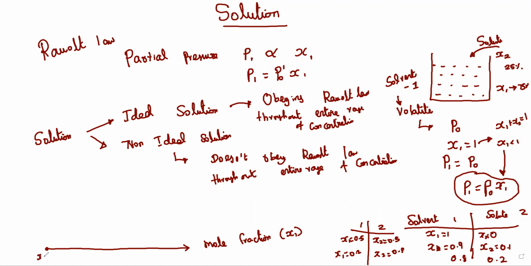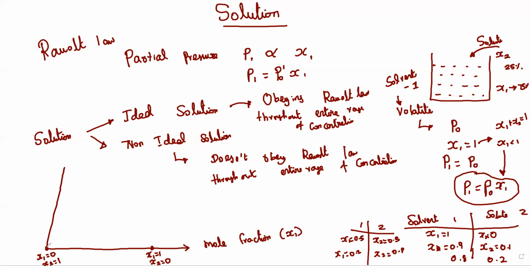So this point is x1 is equal to 0, the initial point. Automatically, this point conveys to us that here x2 is equal to 1. So if in a solution the mole fraction of first component is 0, automatically the mole fraction of second component must be 1. The same thing: if the mole fraction of first component is 1, automatically the mole fraction of second component must be 0.